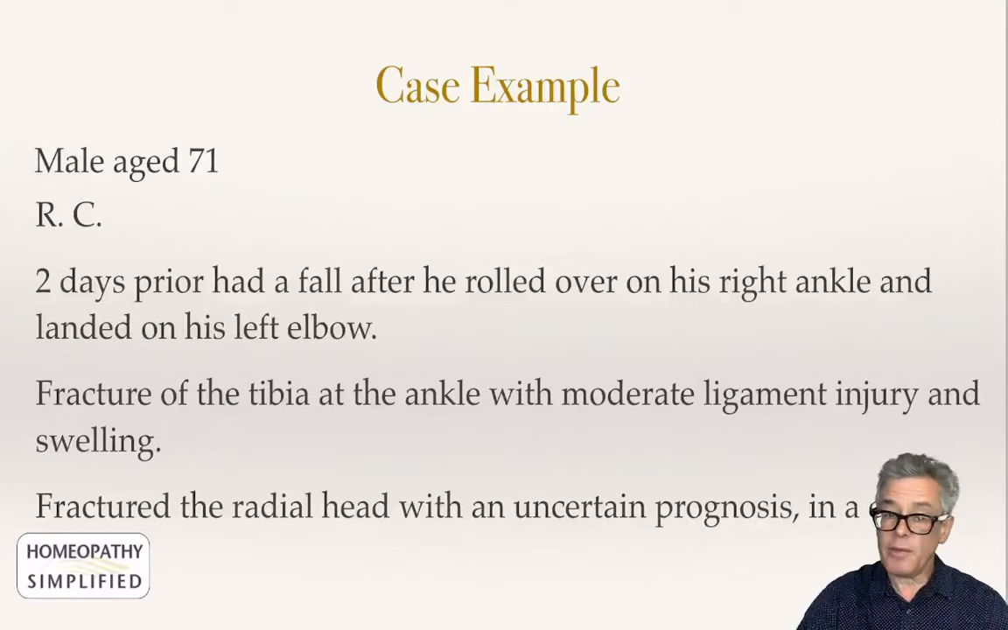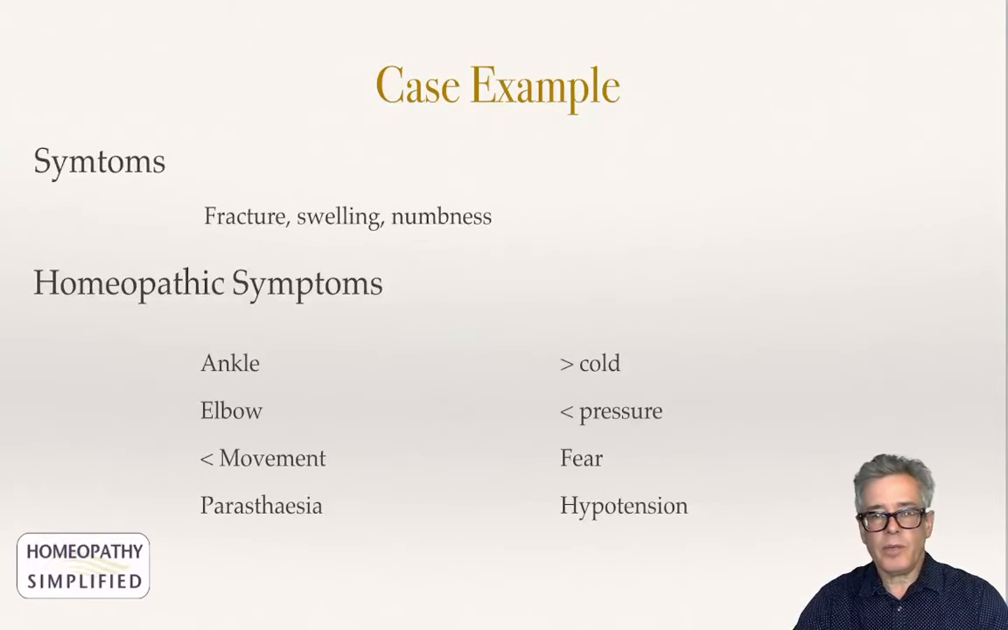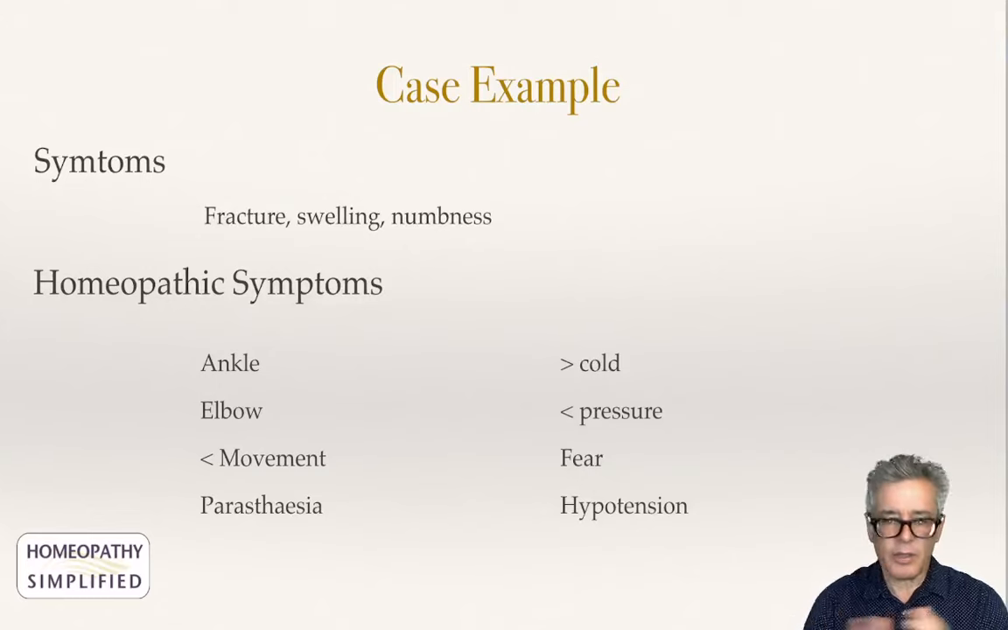He didn't really have a lot of pain. And so we went through his symptoms. We know that he's got a fracture. Then there is some swelling and there is some numbness in the area. And in homeopathy, we didn't have lots of information, just very basic things. We know the locations, ankle and elbow. It was worse for movement, both the ankle and the elbow. There was numbness, which is paresthesia. He was much better for cold applications, ice bag, right on the painful spot. Very much worse for pressure. In fact, the cast was giving him a lot of discomfort.